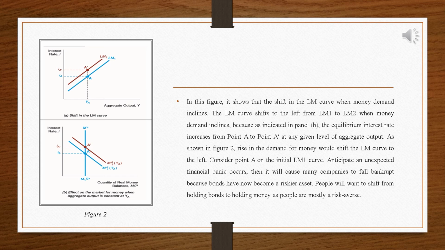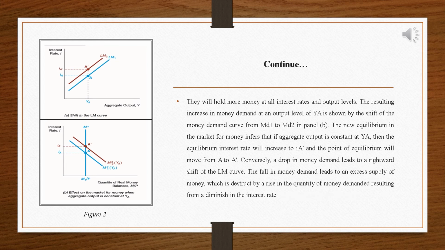a risky asset. People will want to shift from holding bonds to holding money, as people are mostly risk averse. They will hold more money at all interest rates and output levels. The resulting increase in money demand at an output level of YA is shown by the shift of the money demand curve from MD1 to MD2 in panel B.